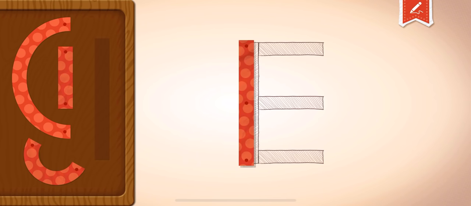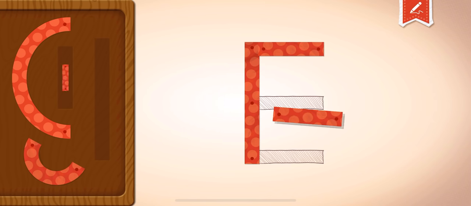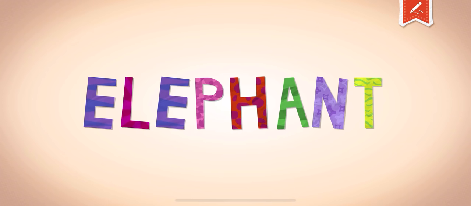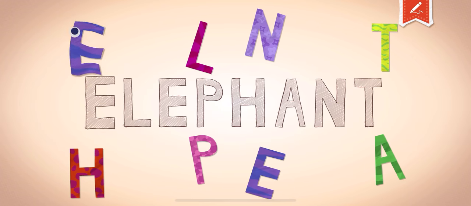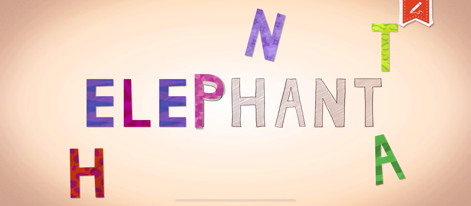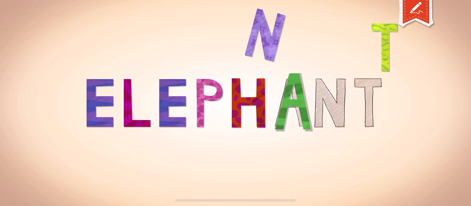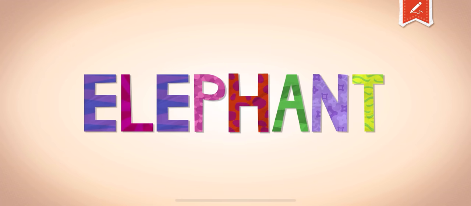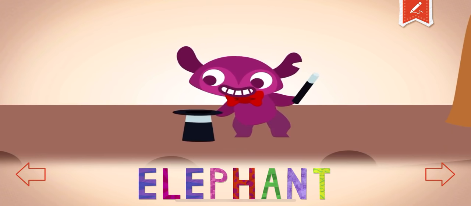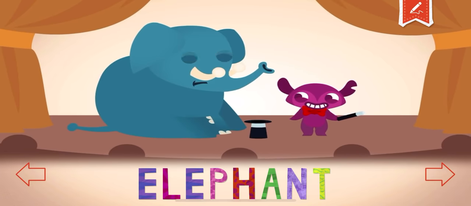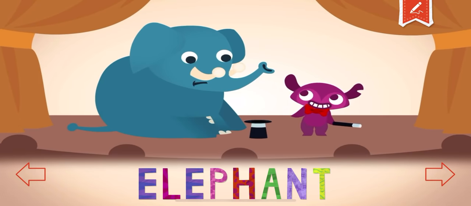E is for elephant. E, L, E, P, H, A, N, T. Elephant. Elephant starts with E.